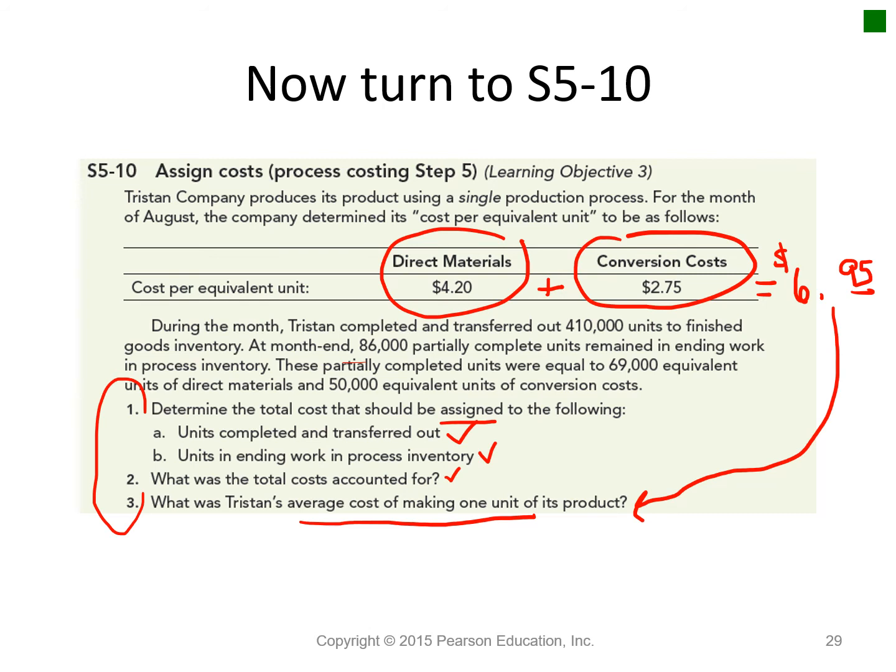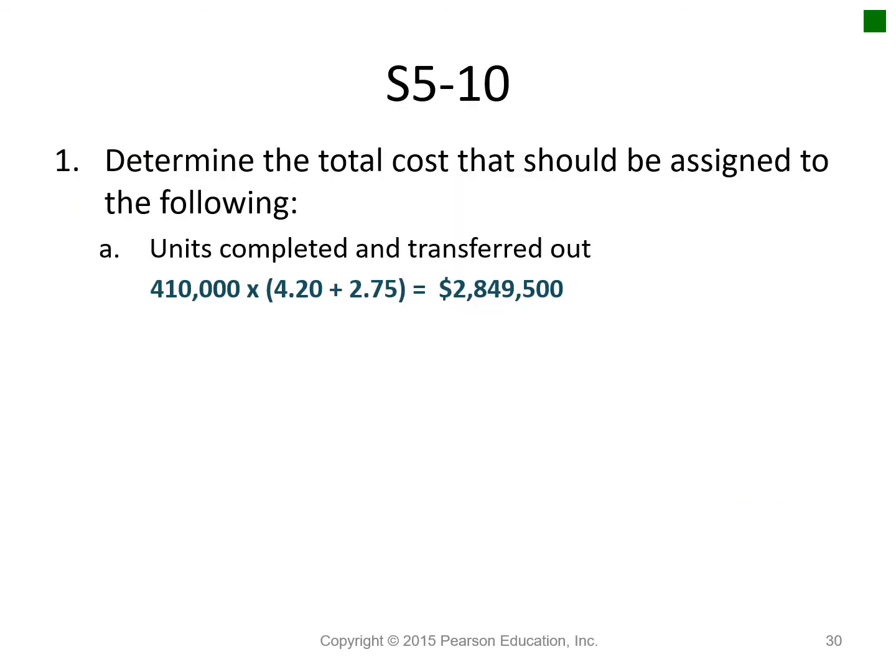Okay, so for the cost completed and transferred out, again, you completed and transferred out 410,000 units. And like I told you before, if you combine these two, the 420 and the 275, again, you're going to get $6.95. All you have to do is multiply that by 410.